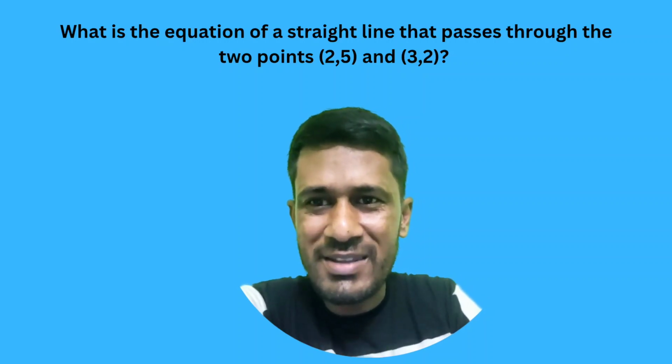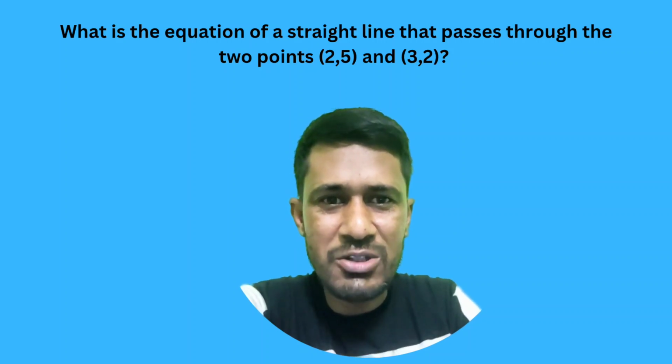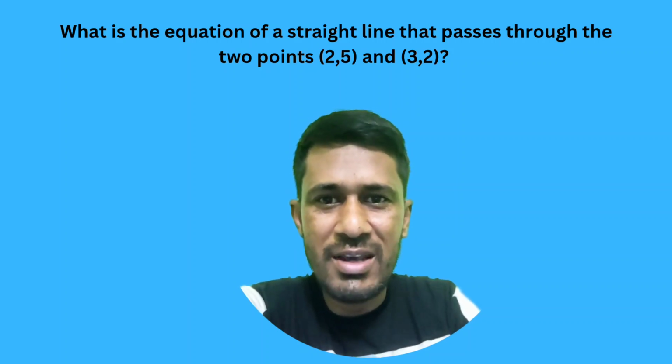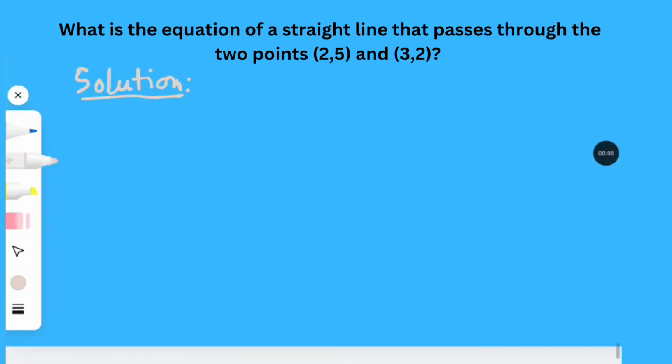Our geometry math is: what is the equation of a straight line that passes through the 2 points (2, 5) and (3, 2)? In this math video, you will learn how to find the equation of a straight line that will pass through the points (2, 5) and (3, 2). This is an interesting math. Watch it and enjoy it. Let's start to do this math.